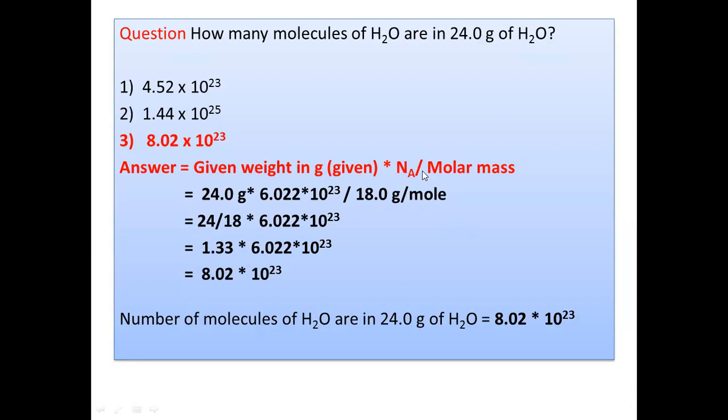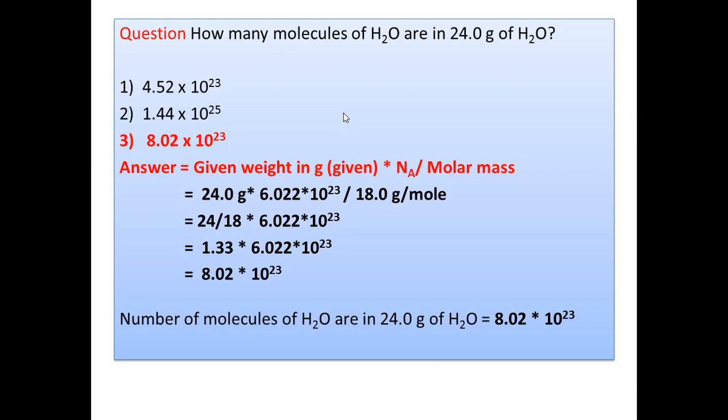So depending upon the molar mass, we can calculate some numericals. For example, how many molecules of H2O will be present in 24 gram of water? How to calculate this type of numerical? Here what is given? Given is the weight in gram, that will be multiplied by the Avogadro's number, and the total will be divided by the molar mass of that particular compound.